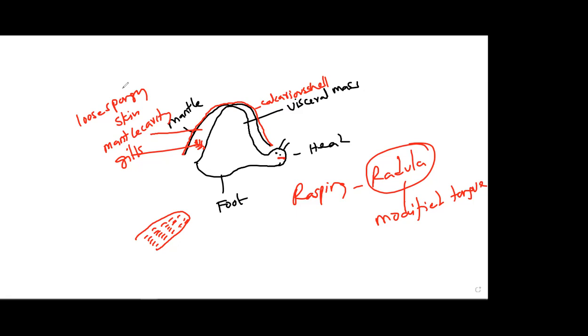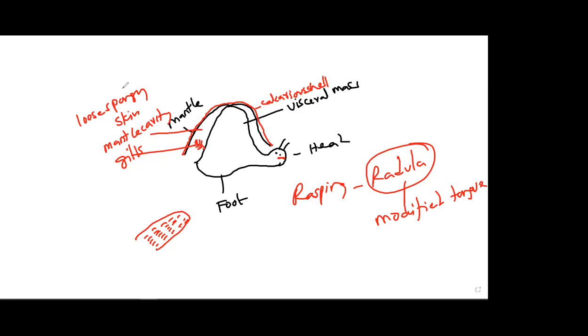Sir, can you explain the function of those feather gills again? Feather-like gills help in respiration and excretion. I'll repeat the entire points once again. This is the second largest phylum, both aquatic and terrestrial. Level of organization: organ system, triploblastic, bilaterally symmetrical coelomates. Coming to body divisions: head, foot, and visceral mass.